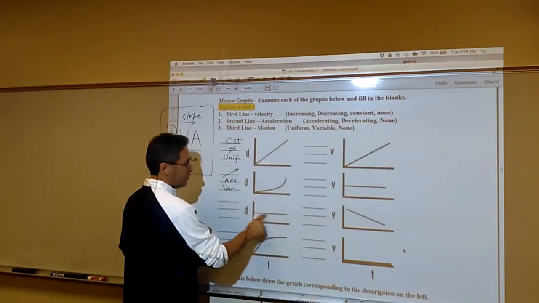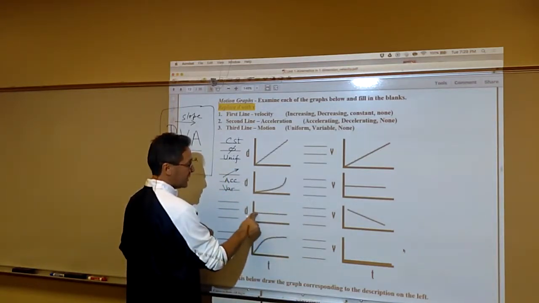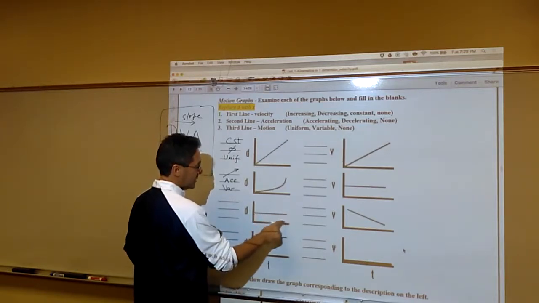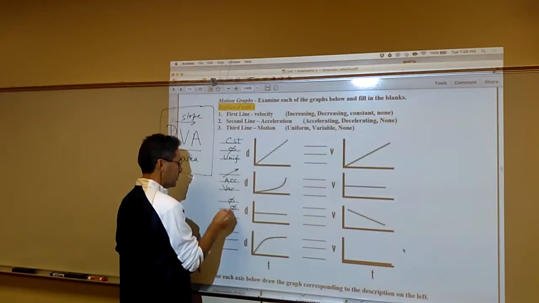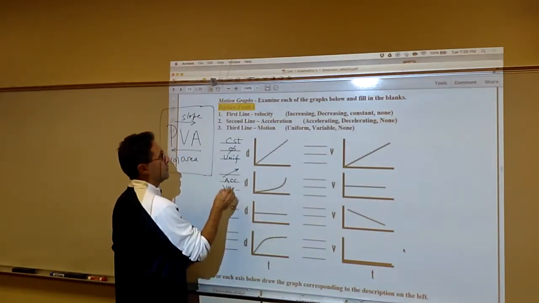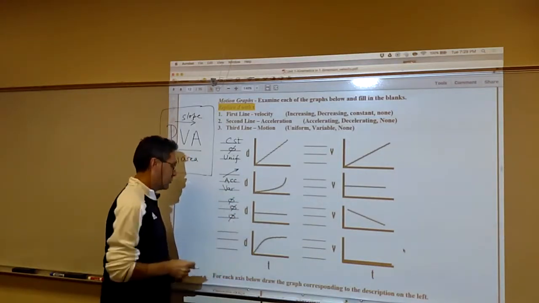Here, there is no motion. In other words, you're stuck in this position. The time passes and you're stuck here. Okay? So there's no motion, no acceleration, and there's no motion, period.